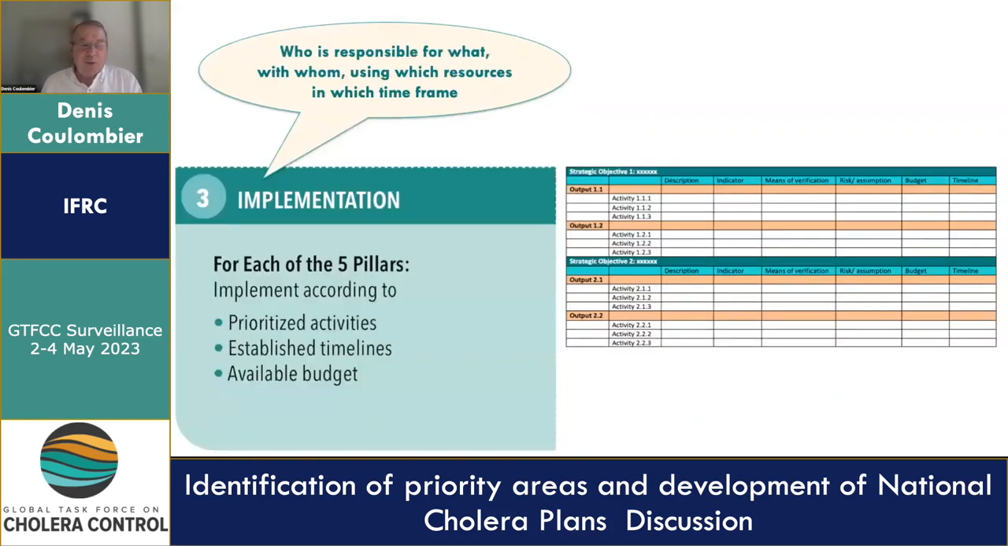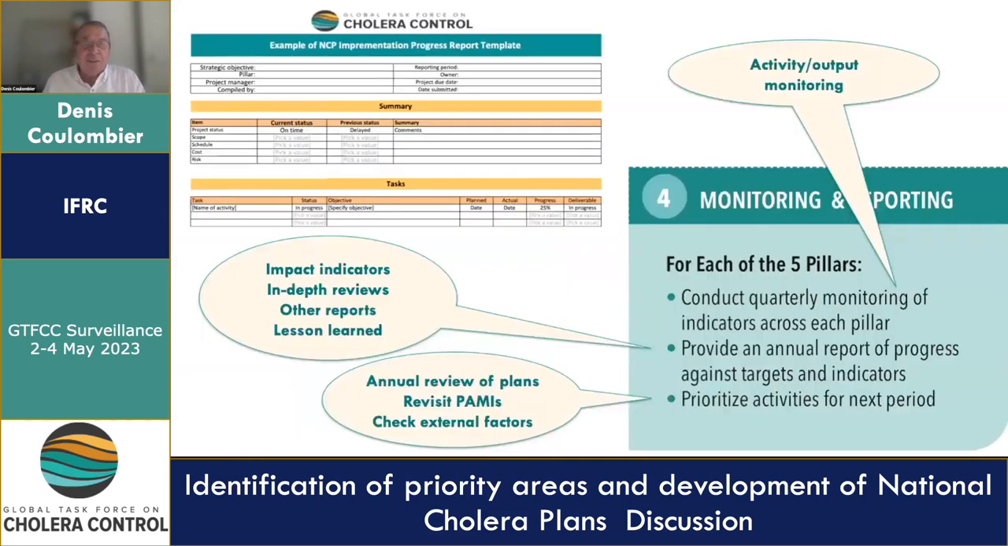Following the development, you have the implementation phase. So all the activities that have been identified by the five pillars should establish timeline, budget, indicators, verification, risk assumption, and so on. So this is really the planning phase for the activities over the years. And this leads to the monitoring and reporting block.